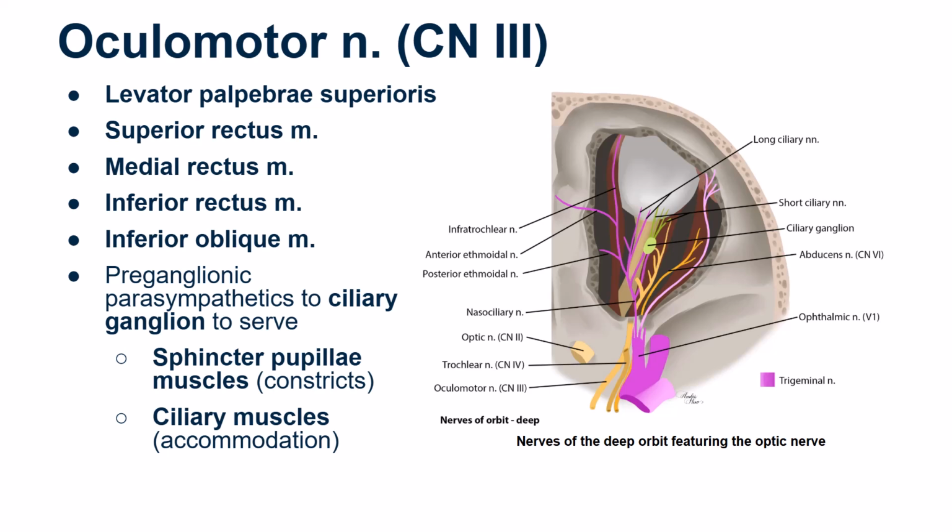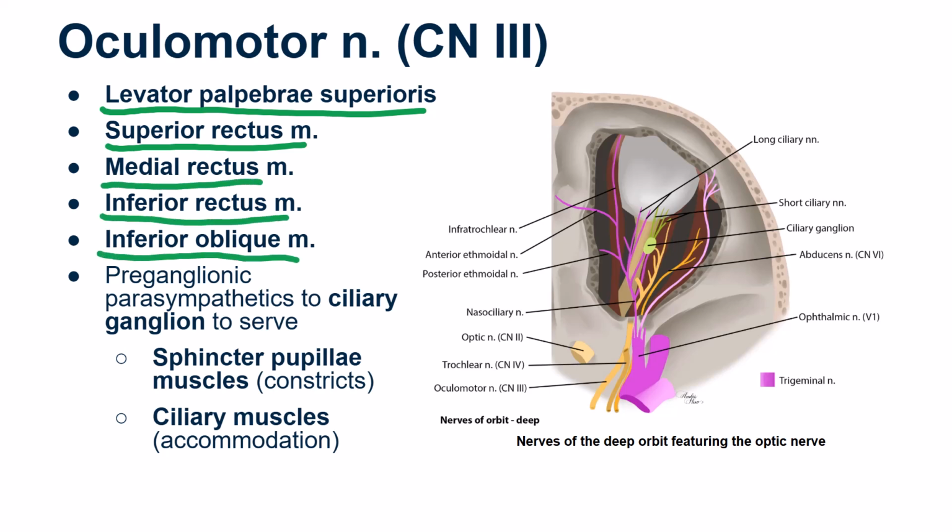Next up, let's talk about the three cranial nerves which are responsible for the extraocular muscles. They are the oculomotor nerve, the trochlear nerve, and the abducens. So the oculomotor nerve, or cranial nerve 3, is responsible for all of the extraocular muscles with the exception of superior oblique and lateral rectus. Oculomotor controls levator palpebrae superioris, superior rectus, medial rectus, inferior rectus, and inferior oblique.